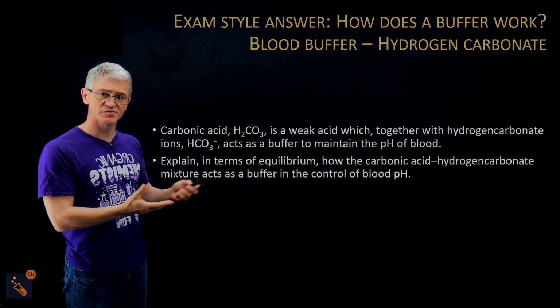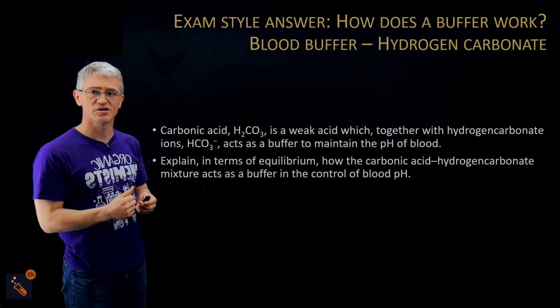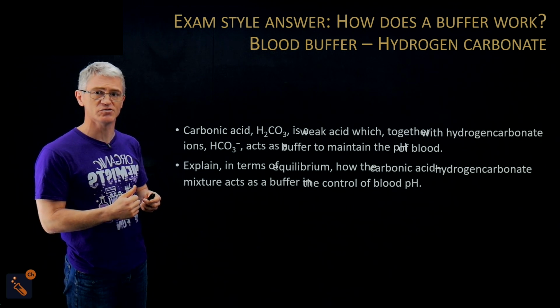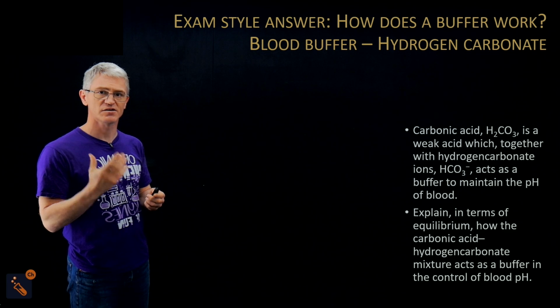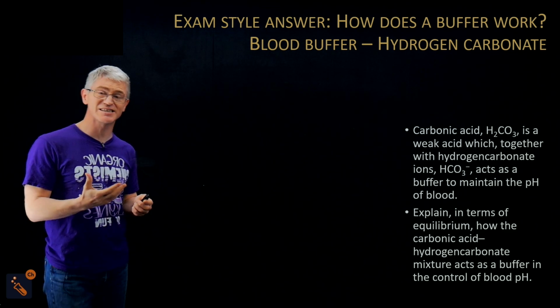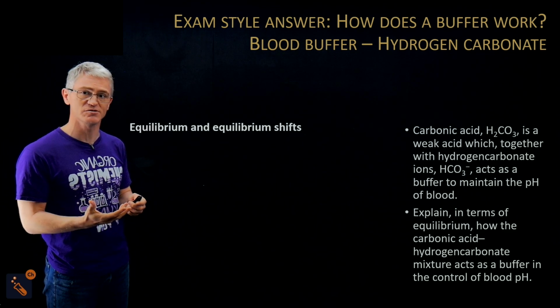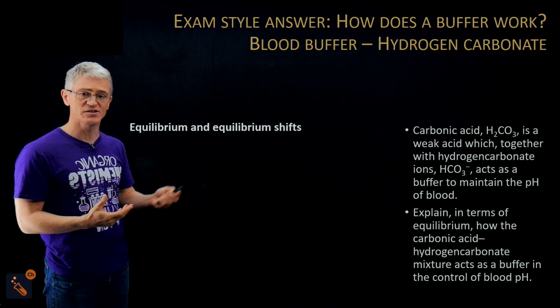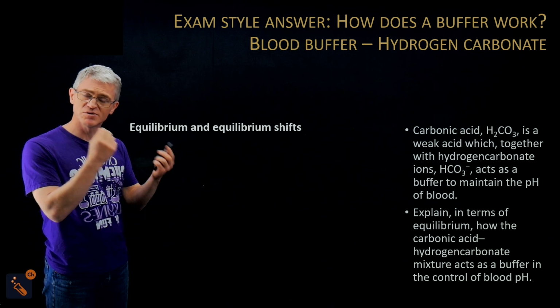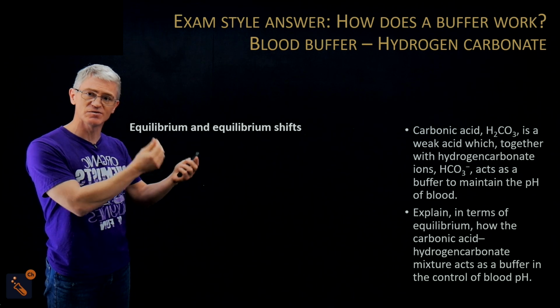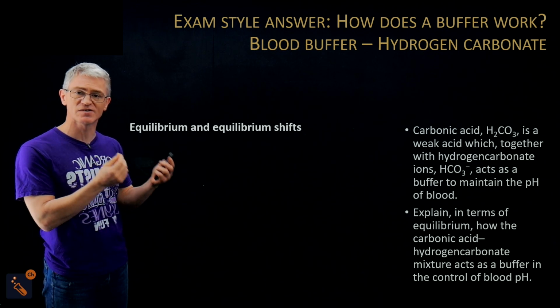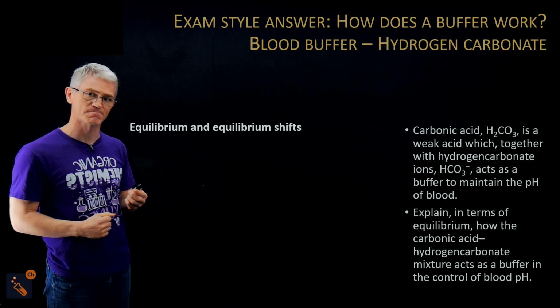So, explain in terms of equilibrium how the carbonic acid hydrogen carbonate mixture acts as a buffer in the control of pH. Okay, so we've got to explain it. And this could be a 4 to 6 mark question. So first thing, you do the definition. So the definition would be a buffer is a solution that minimises the change in pH upon addition of acid or alkali. That would get your first mark.